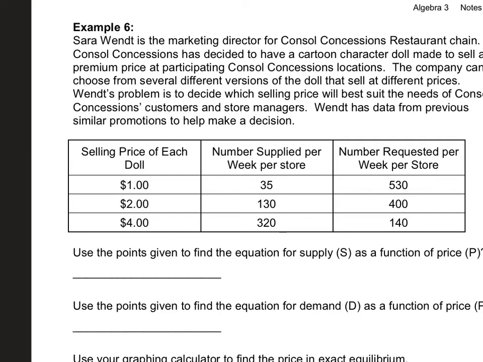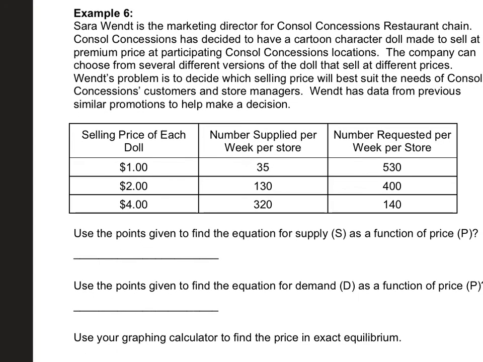So they've given us how much they sold the doll for in one column. They've given us the number that they got per week, and they've given us the number that were requested per store. So we're going to use these numbers to get some equations and see the exact price and how many they should get. So we're basically going to refer to this first column as our X values. And then over here we kind of have a Y1 and a Y2 situation going on. We'll use them specifically when asked.